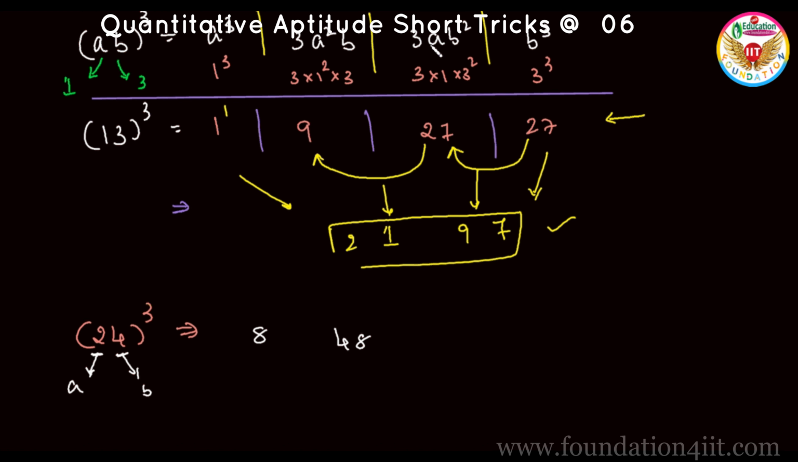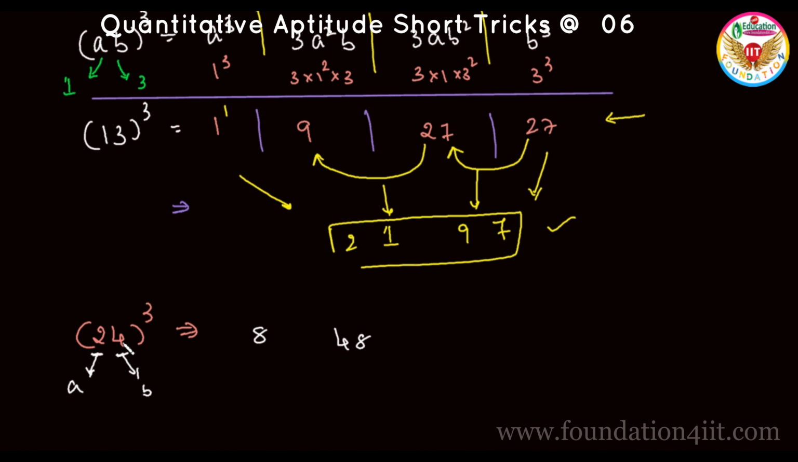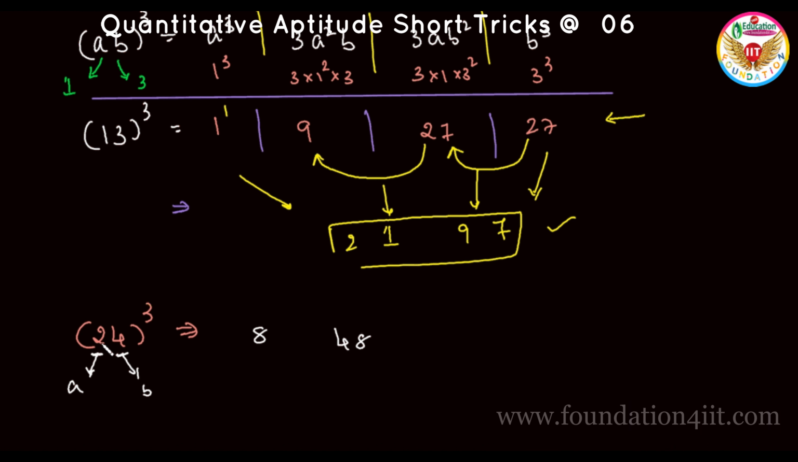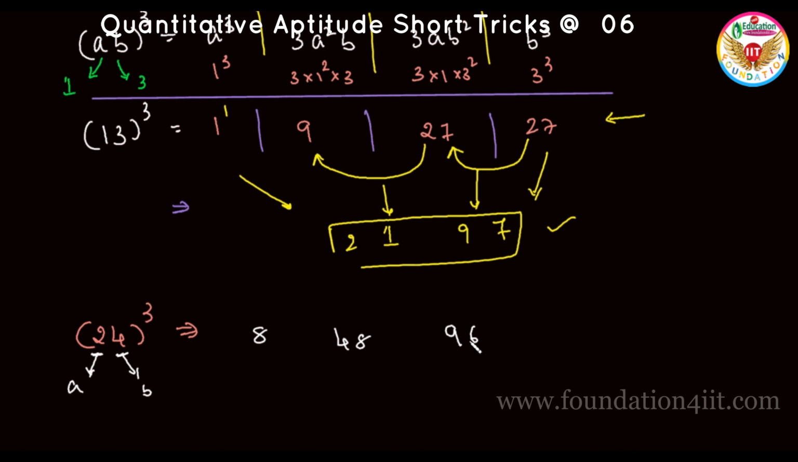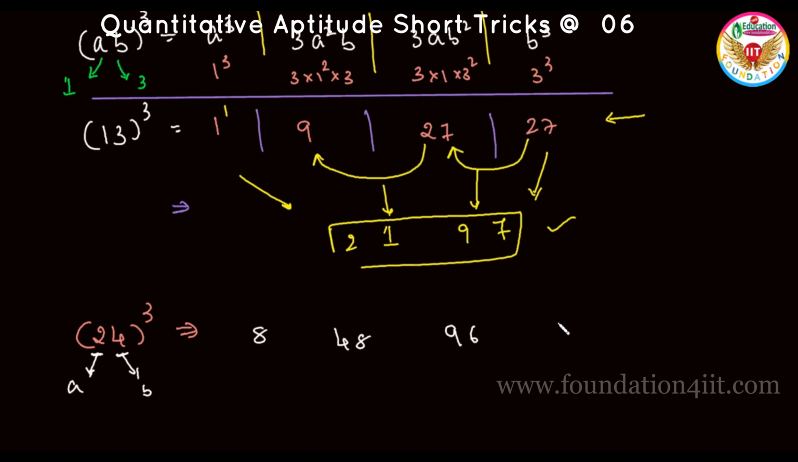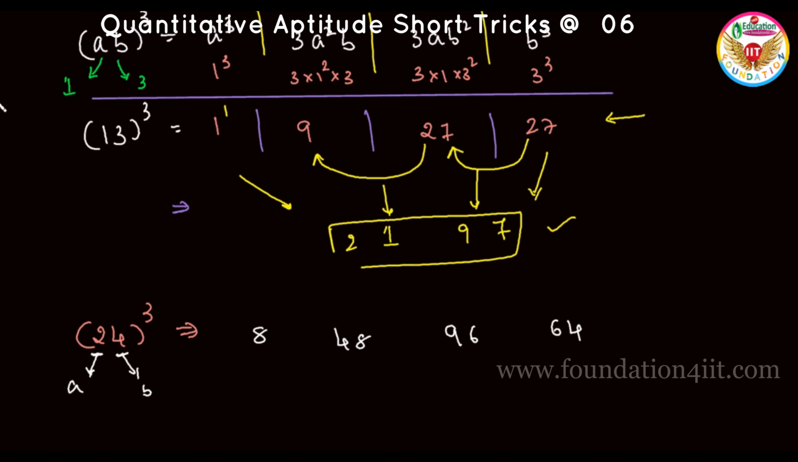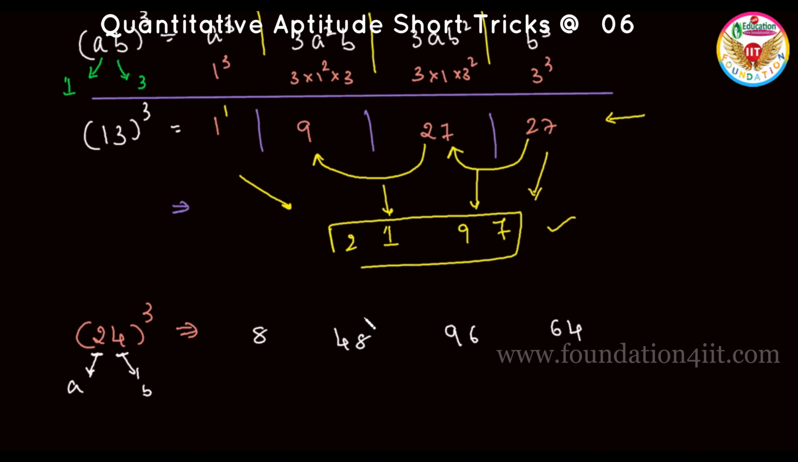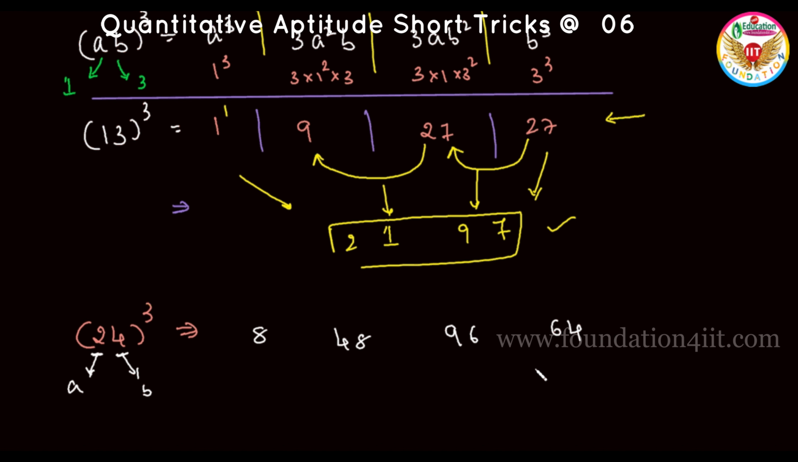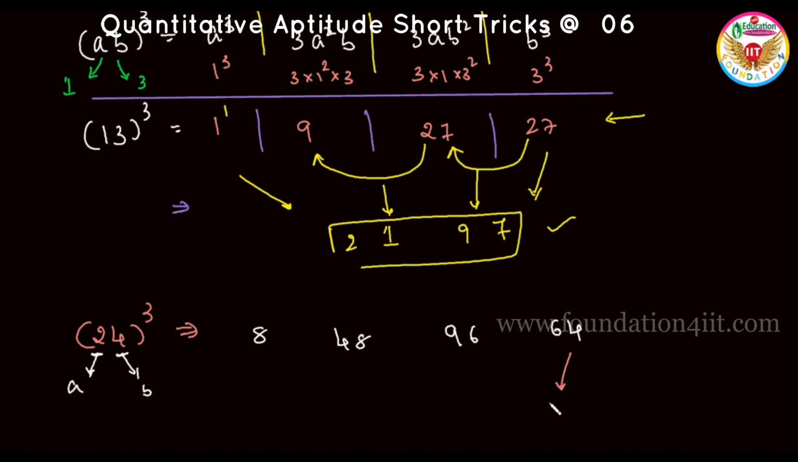Next, 3 into A into B square. So 4 square is 16, 16 into 2 and 3, so 96. Finally the last number cube, 4 cube, so 64. Only this you need to be perfect on when you're doing it. So using this you can write. Just 4 steps are there.